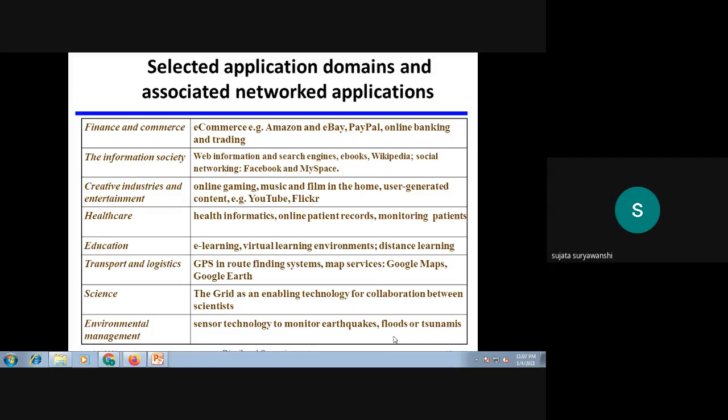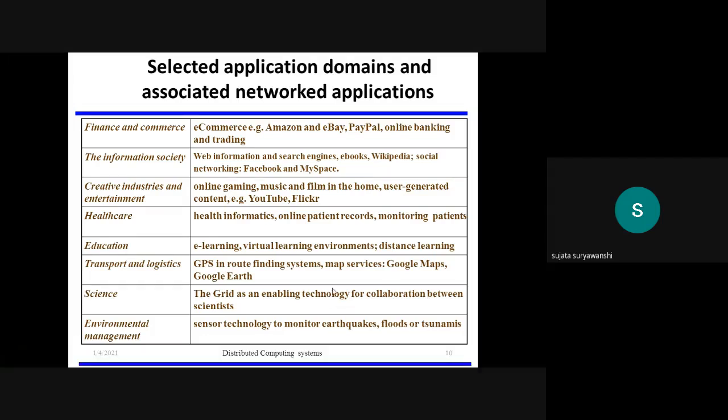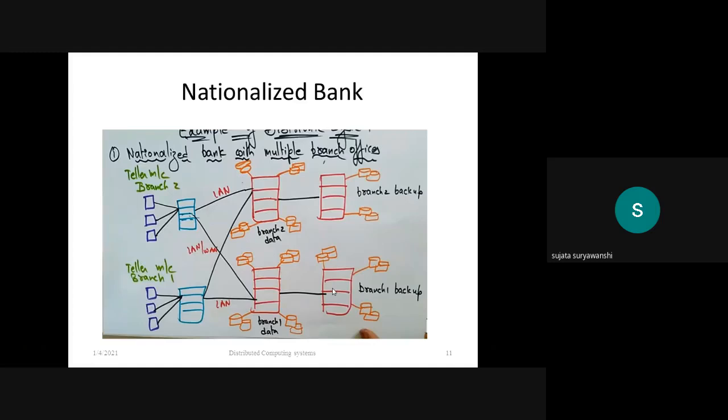Okay, after that, this is one example of a distributed system: a nationalized bank. Under this nationalized bank, these are the different servers. The nationalized bank has different branches. The branches are located in the same city or outside the city also. In two different cities, branches will be available. Suppose this nationalized bank has two different branches, branch 1 and branch 2.